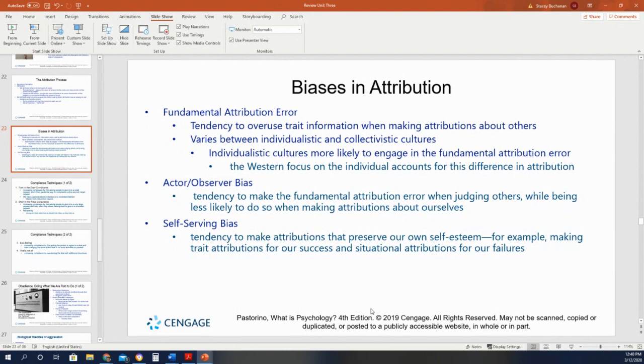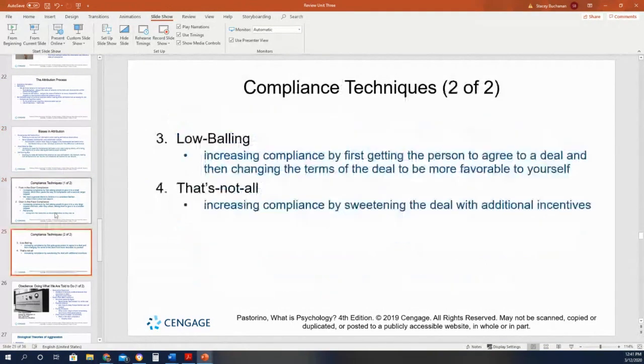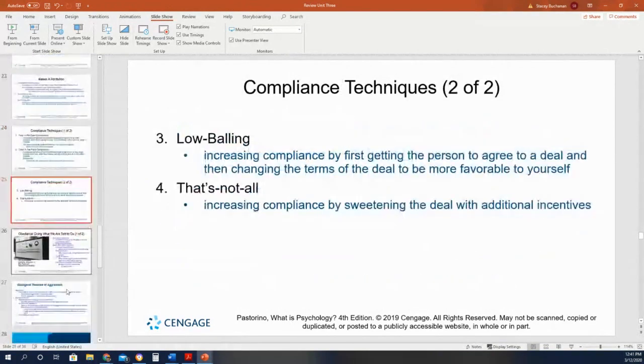So fundamental attribution error, or FAE, that's when you make more trait attributions than situational attributions. Actor-observer bias, that's when you make FAEs about others, but not about yourself. And then finally, the self-serving bias, where you make trait attributions when things go your way, and situational attributions when they don't, when you fail. So we actually did a pretty good job of covering this.